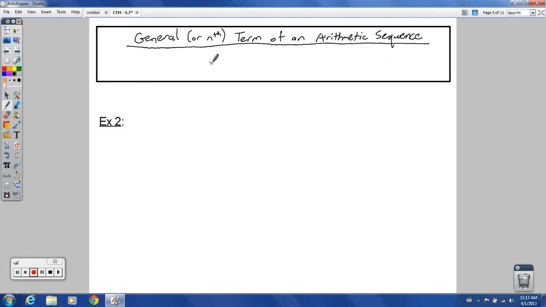Alright, so this is the big equation. This is the big guy, one of the 4 big guys for this lesson. That a sub n equals a sub 1 plus n minus 1 times d.